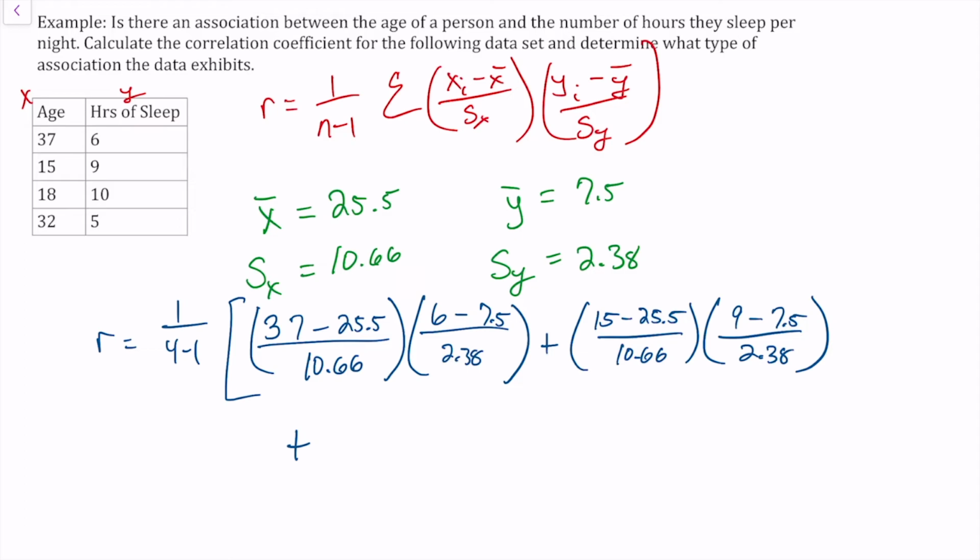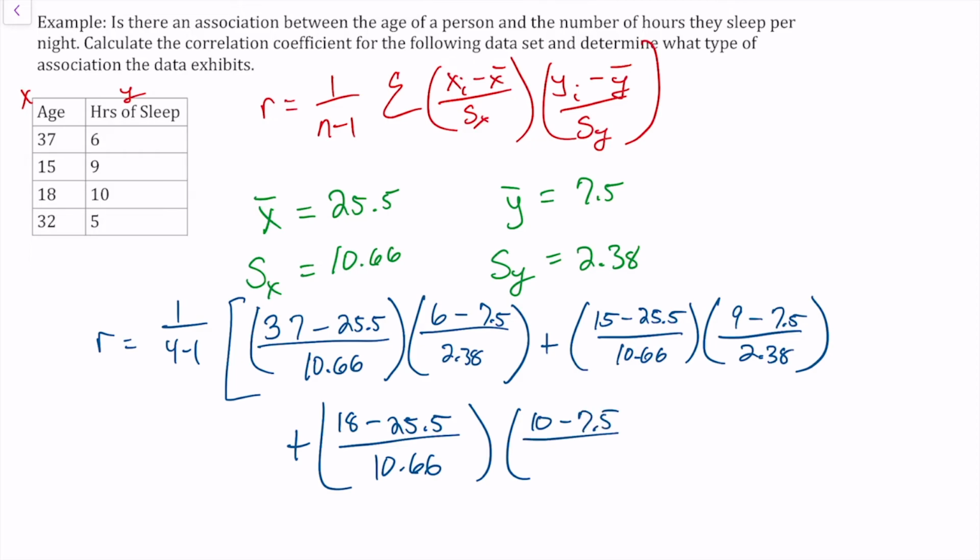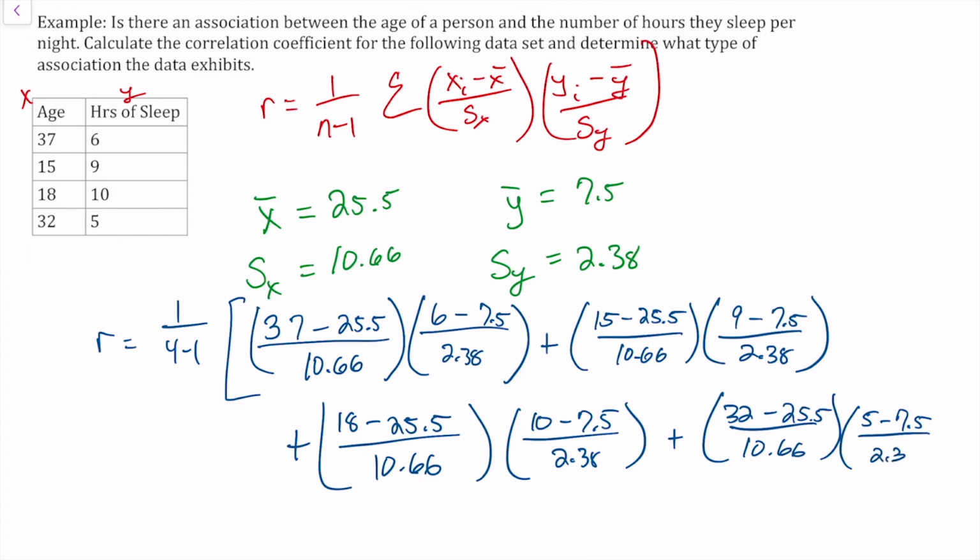The third x value is 18 minus 25.5 over 10.66. Hoping you guys are seeing the pattern now. Times 10 minus 7.5 over 2.38. And then lastly, plus the fourth ordered pair will be 32 minus 25.5 over 10.66 times 5 minus 7.5 over 2.38. Okay, close bracket there.